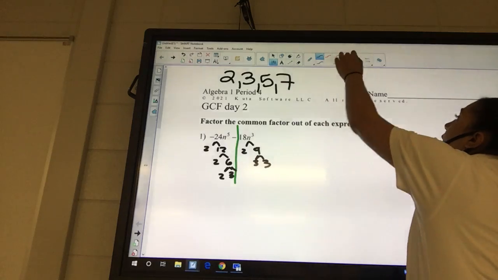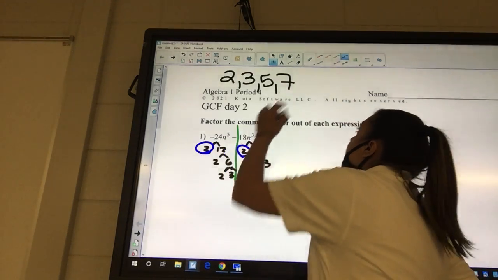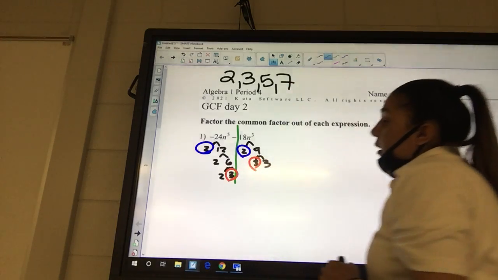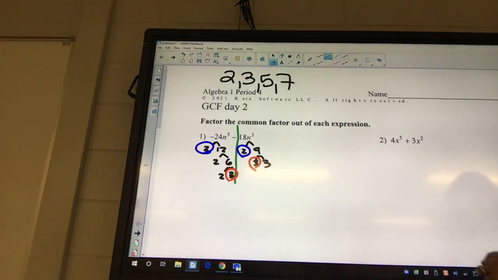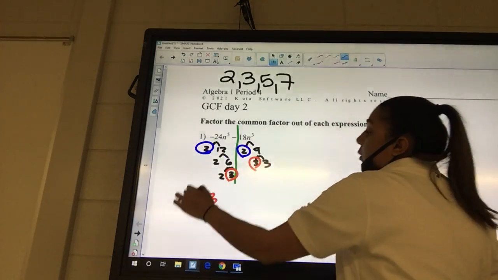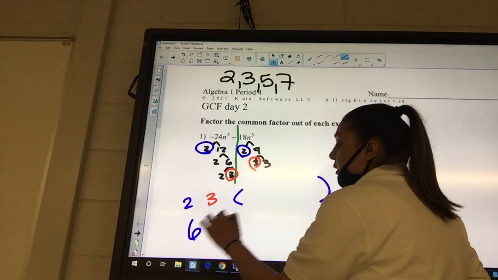Okay, and then we got to find our matches. So we got a set of 2s, a set of 3s, and that's it. So our number on the outside is going to be 2 and 3, which is really 6 because you multiply them.